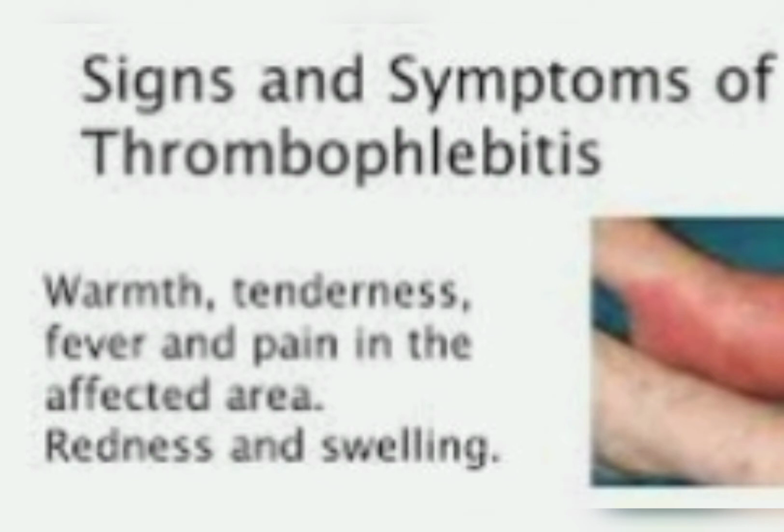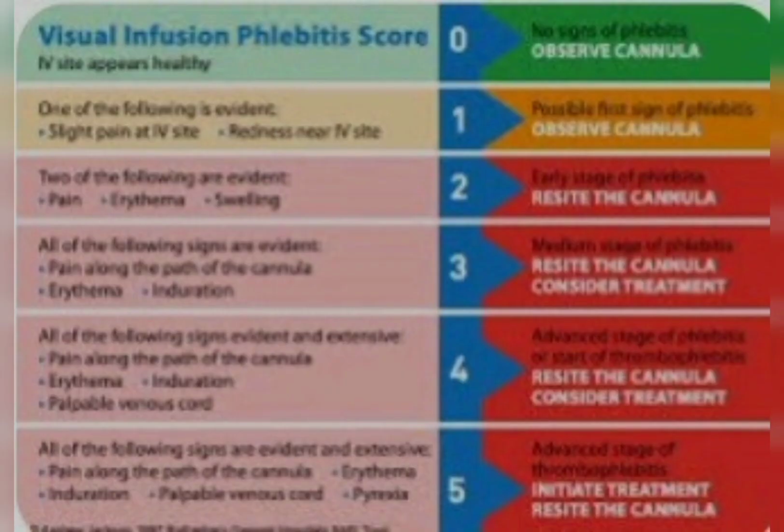What are all the signs and symptoms of thrombophlebitis? Warmth at the cannula site, tenderness, fever and pain in the affected area, redness and swelling at the insertion site, the IV cannula site. When we see these signs and symptoms, we have to take action immediately to reduce the phlebitis. So the nursing staff's regular assessment of the cannula using the VIP scale is very important.